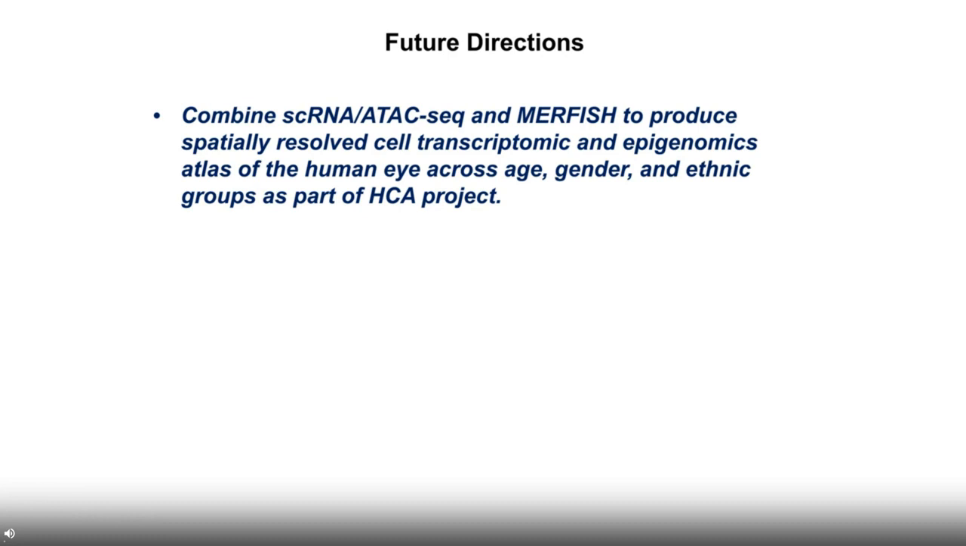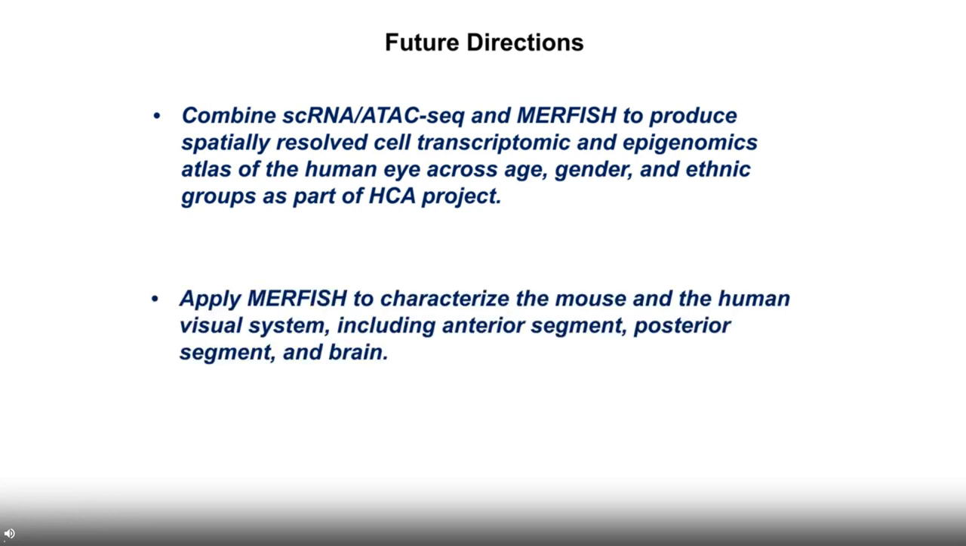So for our lab, we are part of the HCA project, trying to produce a spatially resolved single transcriptome and epigenome atlas for the human eye across gender, age, and ethnic groups. We are currently incorporating morphology as a major technology for that project. We also plan to apply morphology to characterize the mouse and human visual system, including other parts of the eye other than the retina, for example, the anterior segment and posterior segment.